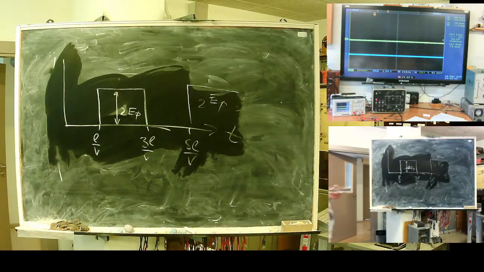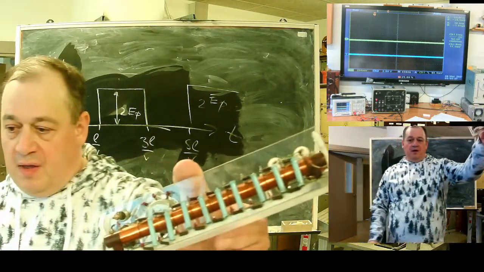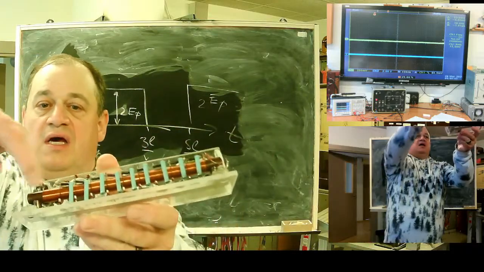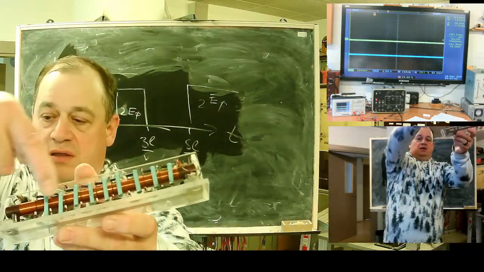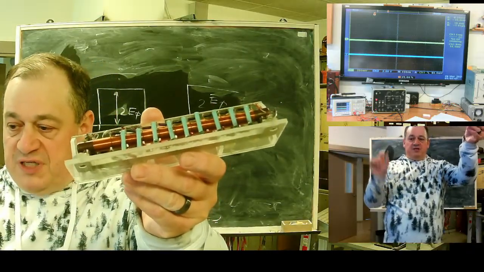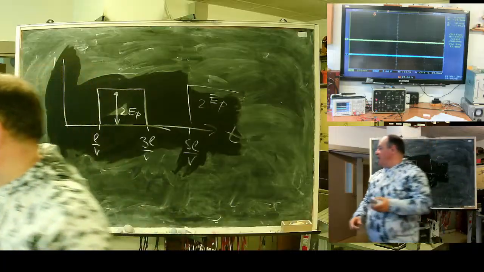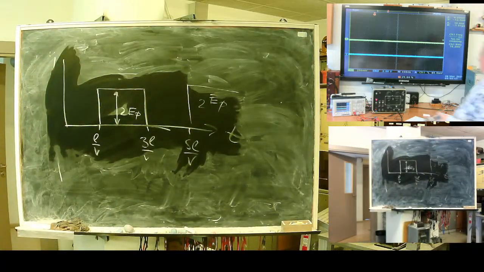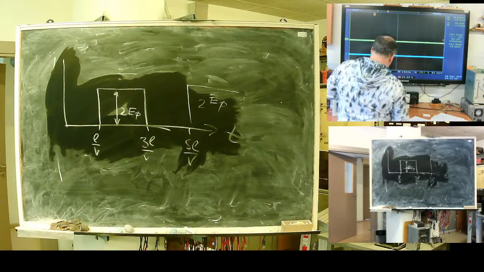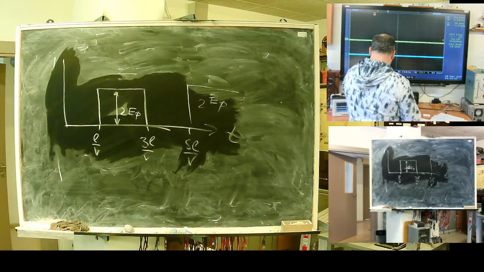What I have here is a model of a line with distributed parameters. Here are coils and capacitance for each small piece of line length. Here is my signal generator. It's now set to a 0.2 microsecond pulse.